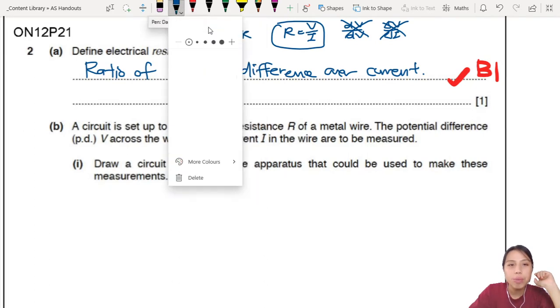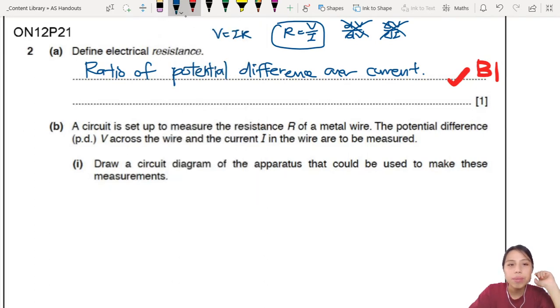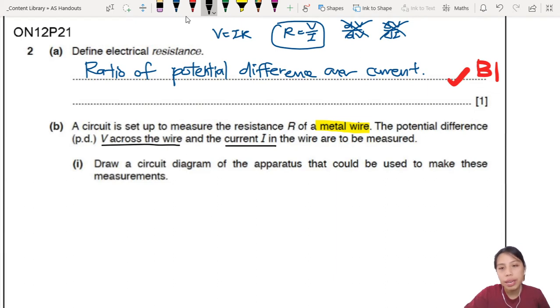A circuit is set up to measure the resistance of a metal wire. So here we're trying to measure the resistance of a metal wire. What metal wire? Anything. Could be a random piece of metal, could be copper, could be silver, could be iron, who knows? The potential difference across the wire and the current are to be measured. So you have to design the experiment. You need to think about what equipment you need to use first. Think about it a bit.